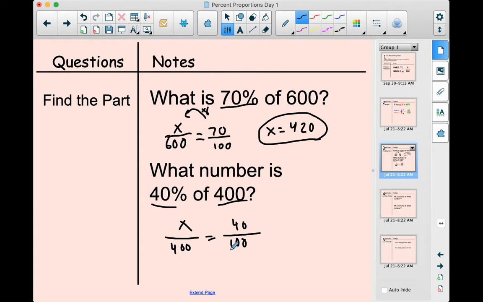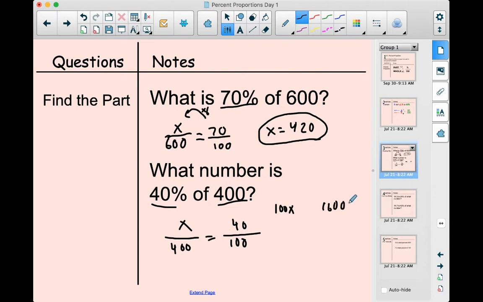Now again, you might notice this is a fairly easy one because we just have to multiply by 4. I'm going to go through the process just so that we can see that again as well. Remember, the process to solve these normally is to do the cross products. So you multiply the numbers that are diagonal from each other. We got 100 times x is 100x, and 400 times 40 is 16,000.